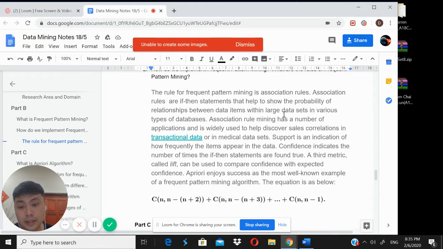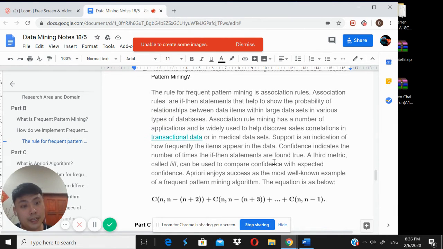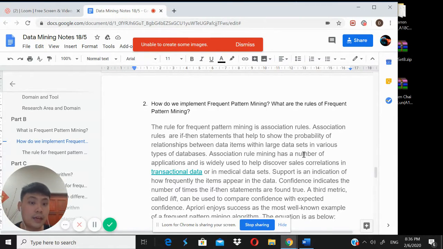As you can see from the formula here, this is the formula for calculating frequent pattern mining. It is the formula for us to calculate how frequently item A and item B occur, and how close their relationship is. It is the probability calculation. Frequent pattern mining is the same as association rules, but the difference is that frequent pattern mining is the process where association rules are applied.